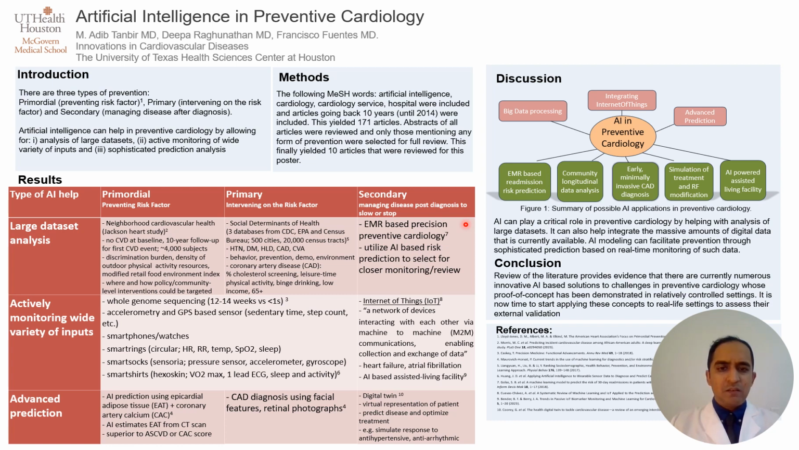So next, let's move on to AI's ability to actively monitor a wide variety of inputs. Here I will mostly talk about all of the latest devices that are available in the context of primary and primordial prevention. Combining these two categories together as there's a fair bit of overlap, and whether the device is being used for one versus the other type of prevention really depends on how you're using the technology. But before I move on to talk about the devices, I want to highlight this concept of whole genome sequencing.